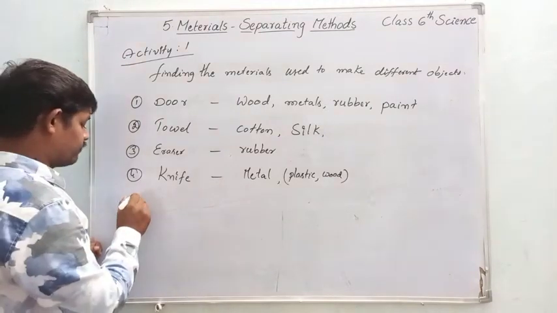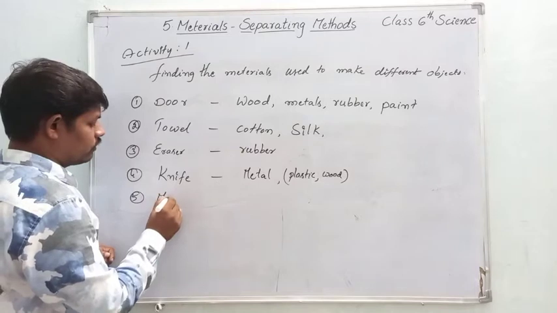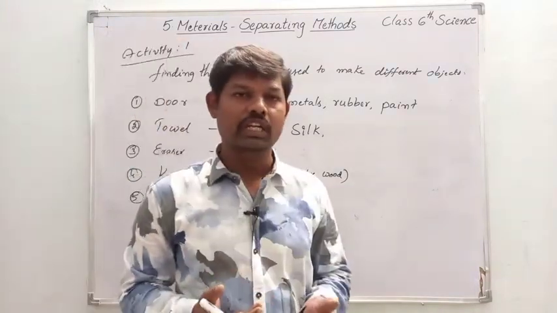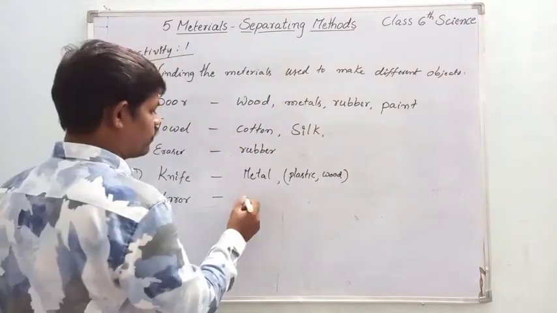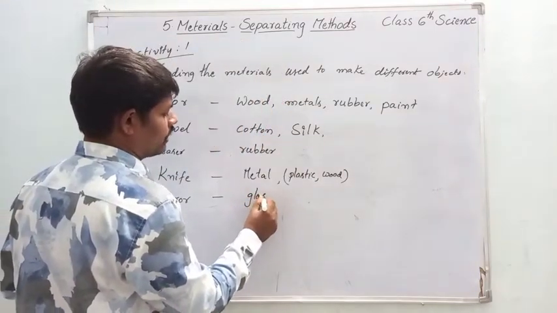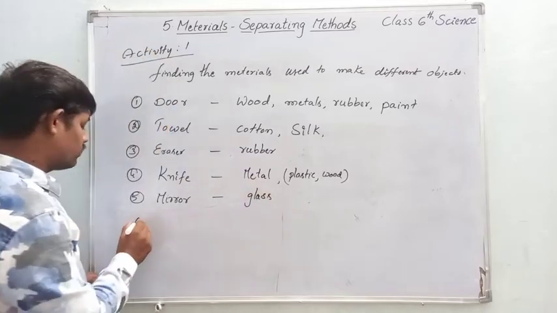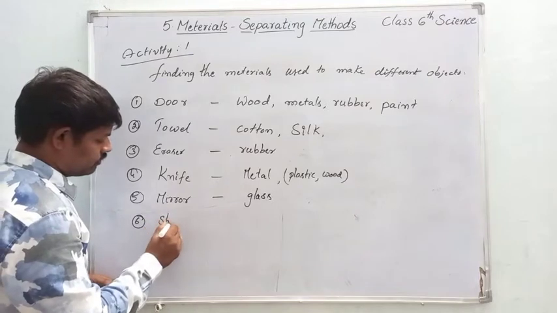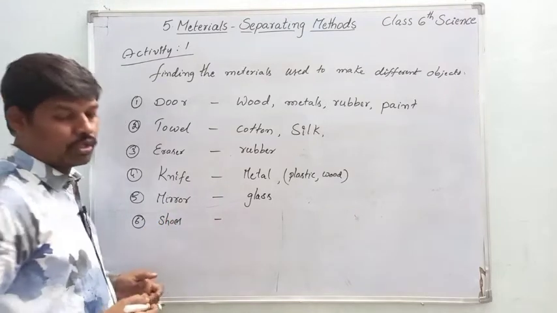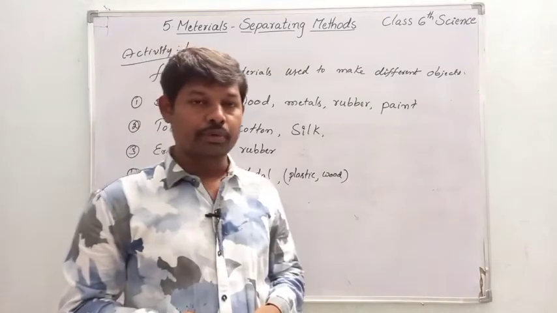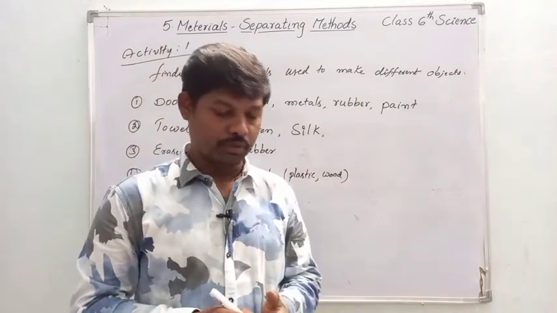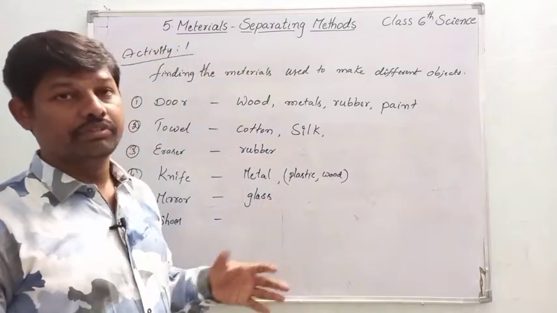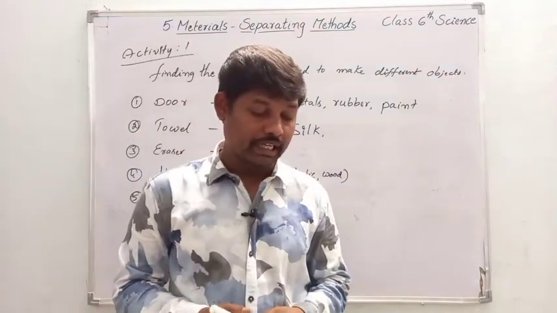Next one, mirror. Mirror is made up of which material? Glass. Next one, shoes. Shoes are made up of, we can use different types of shoes. Leather shoes. So for the sole, different materials are used. So leather, plastic.